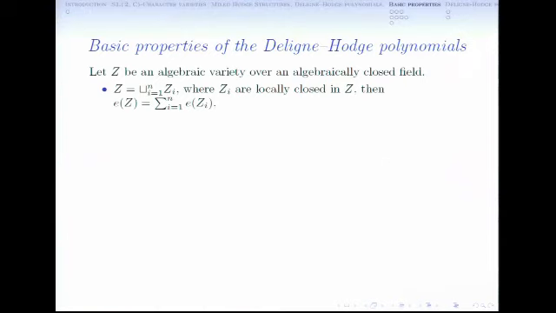Okay, before continuing, let me just tell you some basic properties of these Deligne-Hodge polynomials. As we are using an Euler characteristic, you can prove that they have this additivity property for when you have your variety as a disjoint union of varieties. Also, it is easy to prove, because you know what the cohomology of C^n and the projective space is, that it's easy to compute the Deligne-Hodge polynomials for C^n and P^n.